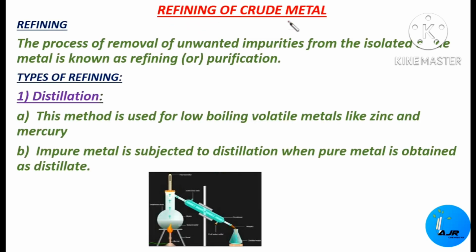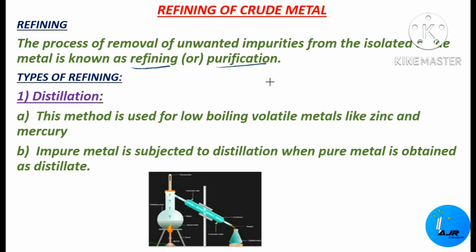So, refining of crude metal. Generally, the metal extracted from its ore contains some impurities like unchanged ore, other metals, then non-metals like silicon, phosphorus, carbon, and also some residual slag or flux, etc. So, the process of removal of these unwanted impurities from the isolated crude metal is known as refining or purification. Understood?